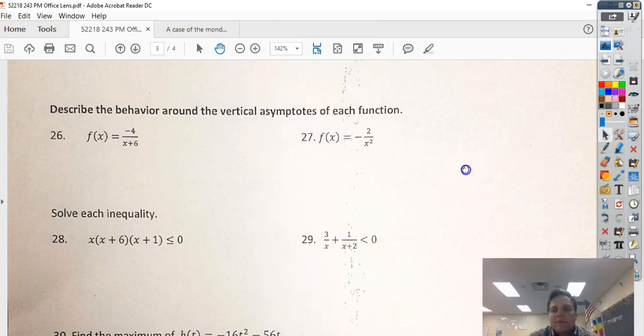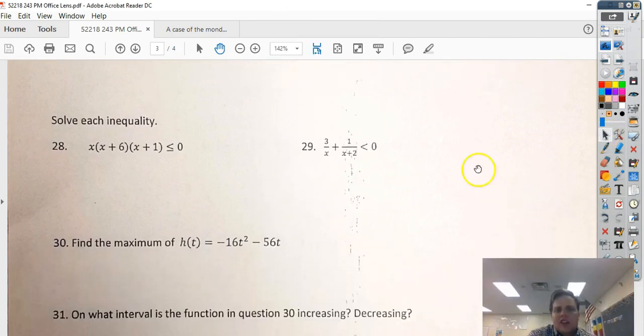Let's move on. 28. Solve each inequality. To solve these inequalities, the first thing you have to do is get your zeros. That's step 1. You must get your zeros. This one's actually all set up nice and easy for us. We're just going to set each piece equal to 0. So we have x equals 0. We have x equals negative 6, because you'd set it to 0 and solve. x plus 1 equals 0, subtract 1, so x equals negative 1.